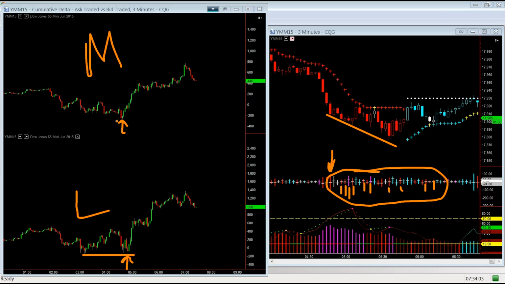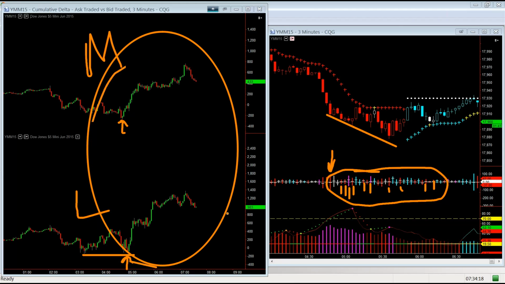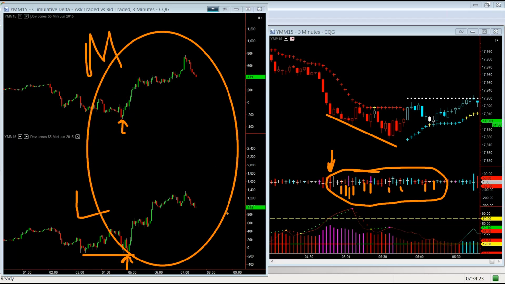So a lot of times when you start seeing, in this example we're doing lows, and you start seeing that delta going above zero, you need to visualize this, okay? That's what they're doing. That's why the delta is going above zero. Do y'all understand that now?